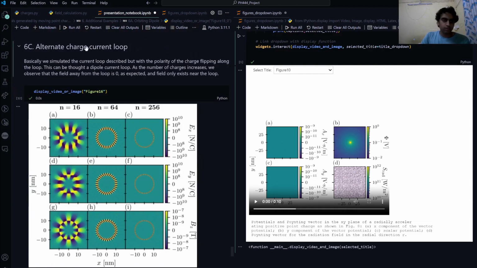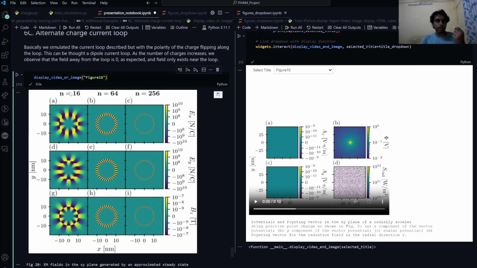Moving on, next we have this alternate charge current loop, which is not a realistic system, but we thought it was cool and therefore implemented it. So here you have n. For n equal to 16, you'll have 8 positive point charges and 8 negative point charges, all of equal magnitude, moving around in this circle.